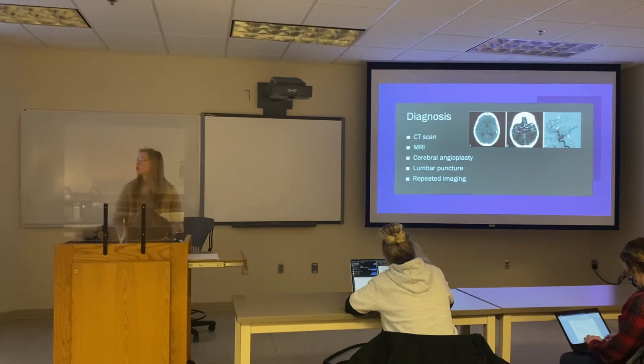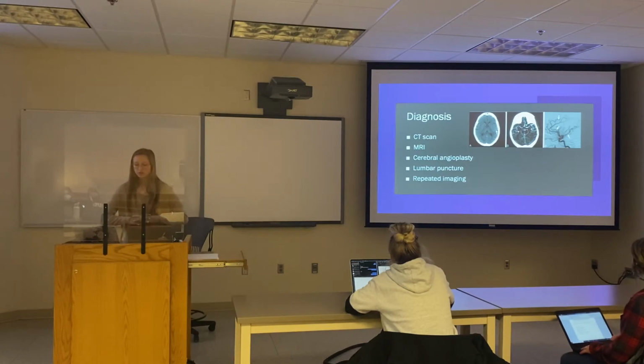And then to diagnose SAH, we will typically do a CT scan, an MRI scan, also cerebral angioplasty, a lumbar puncture, and repeated imaging. A CT and MRI scan will be used in order to detect bleeding in your brain. The doctor may also do a CT angiogram or MRI angiogram, where they inject a contrast dye to view your blood vessels, arteries, and veins in greater detail. And then a cerebral angioplasty may also be taken in order to obtain more detailed images.